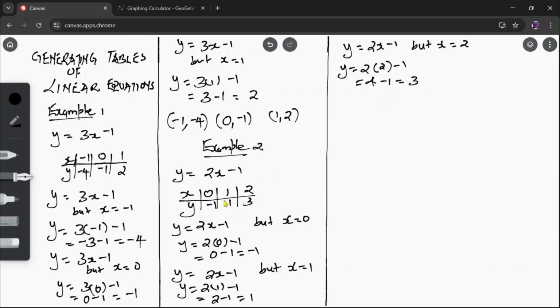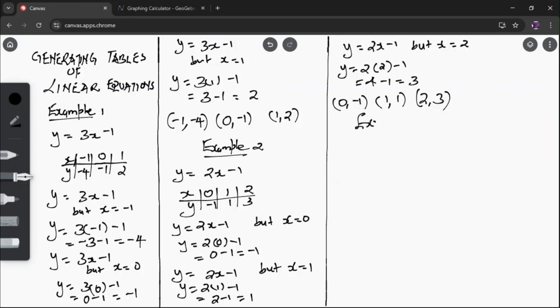Therefore, can you be able to get this? This column gives me the first coordinate, the second coordinate, and the third coordinate. So I'll come and say that the first coordinate is 0, -1, the second one is 1, 1, and the last one is 2, 3. We have it like that, right?